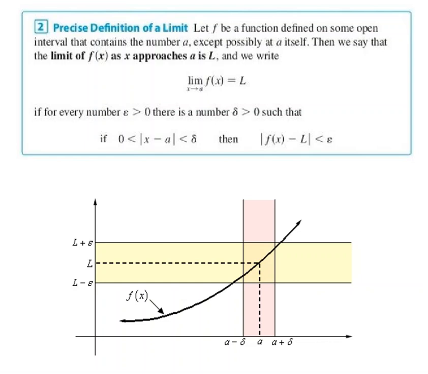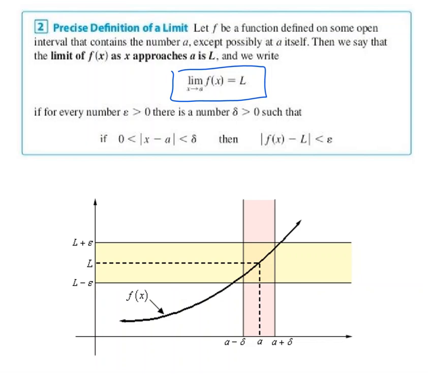So we say the limit of f of x as x approaches a is L. And remember, here is how we write that. And so L is going to be our limit value if for every positive epsilon, there is a positive delta such that the absolute value of x minus a being less than delta implies that the absolute value of f of x minus L is less than epsilon.